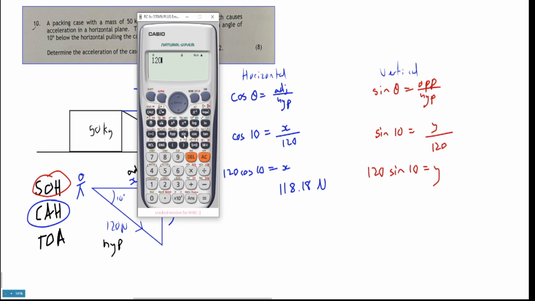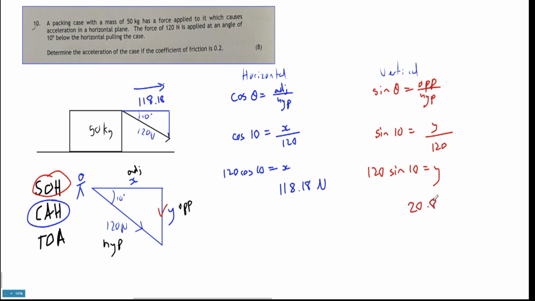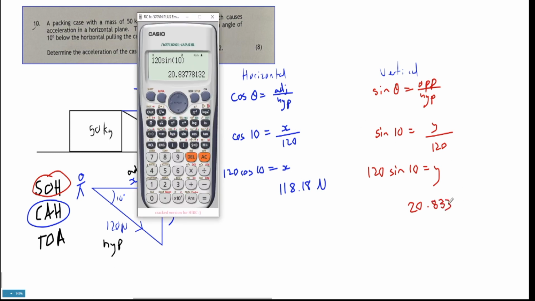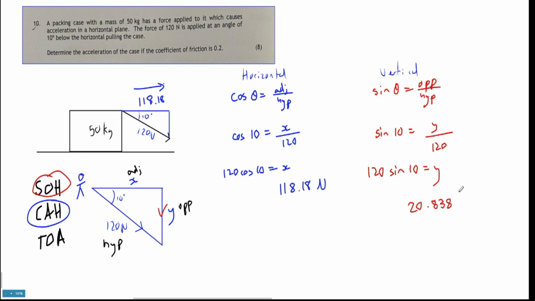Now let's type this in. So 120 sine 10 is 20.83. 20.83. That's meant to be an 8. 833, is it? Nah. 837. 838 if I round it. Newtons. Okay, great. So now we've got this working it down in the vertical direction.